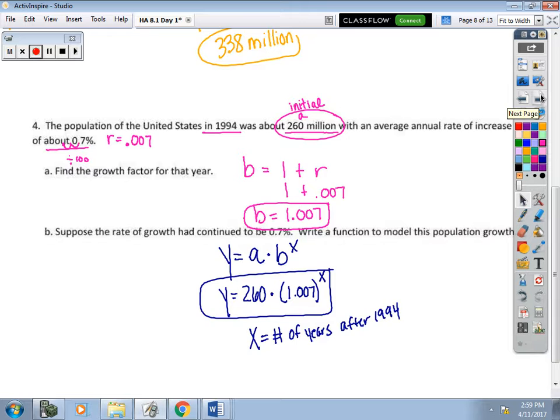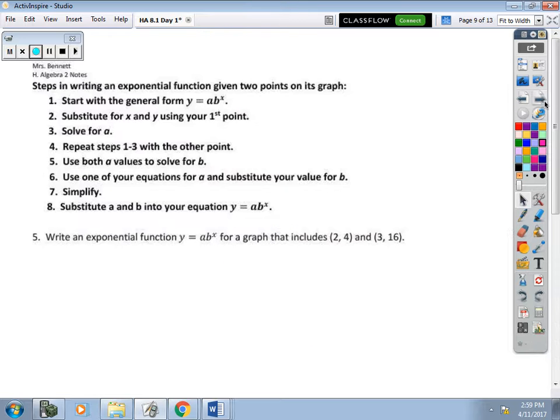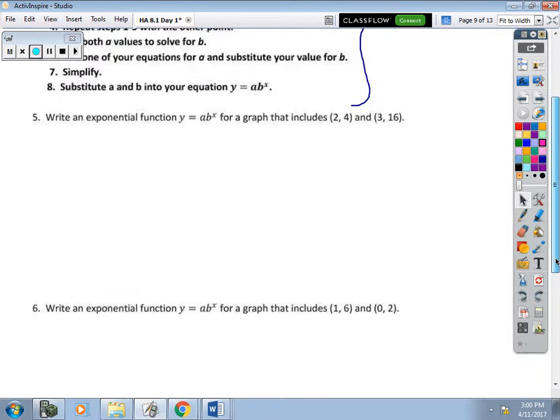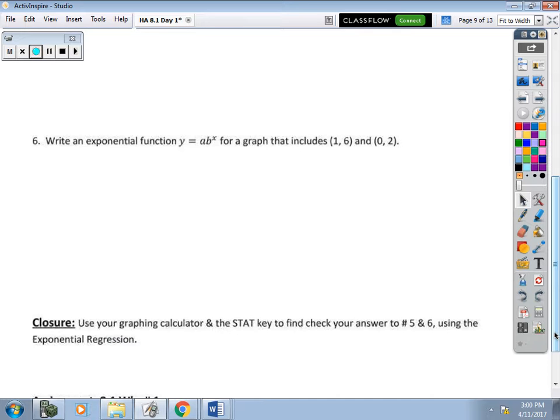On part 1 of the video, I was able to go through example 5, following the steps up here, which is to write an exponential function when given 2 points on the graph. So I'm going to go through example 6. Same directions, writing an exponential function, given that our 2 points are 1, 6, which will be again x, y, as well as 0, 2.